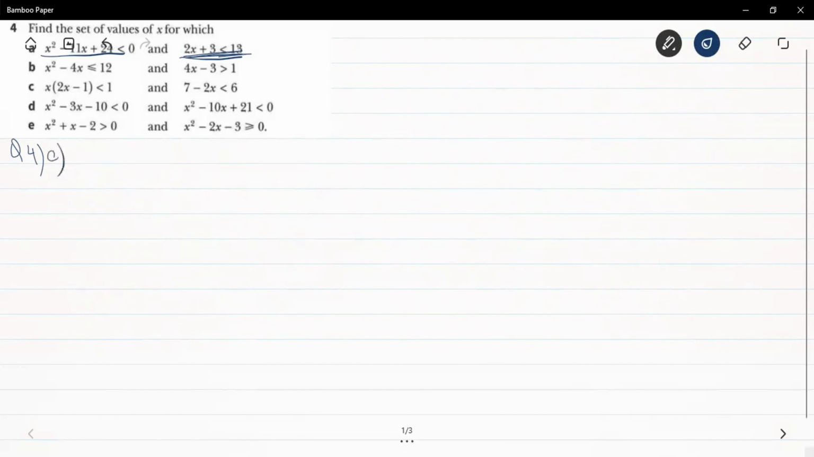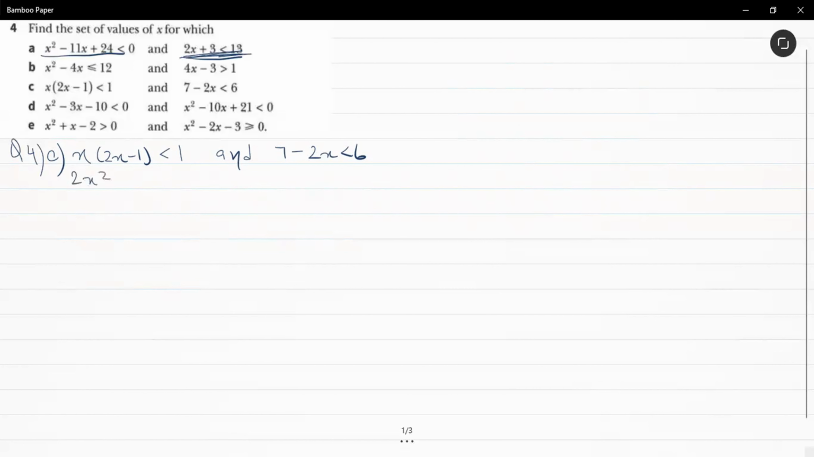Okay, so for part C, we have x multiplied by 2x minus 1 is less than 1. And for the other one, again, we have a straight line inequality, 7 minus 2x is less than 6. Okay, so what we're going to do is, first of all, open this bracket up. So 2x squared minus x is less than 1.